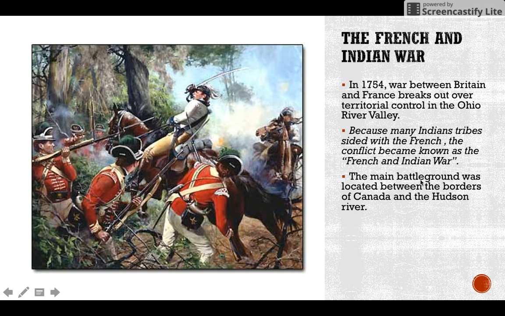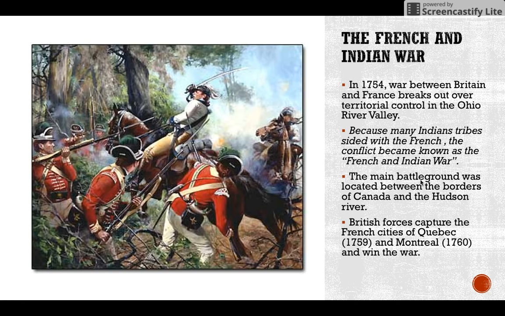The main battleground for this war was located on the borders of Canada and the Hudson River. The British forces begin to make more advances and start to get closer to winning the war by capturing the French city of Quebec in 1759 and the French city of Montreal in 1760, and then they win the war.